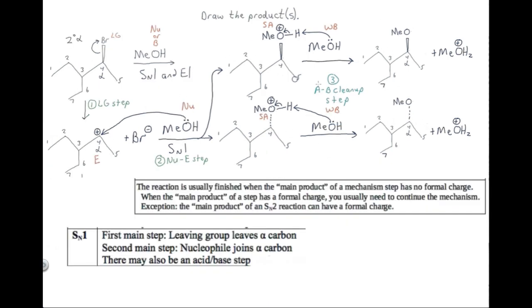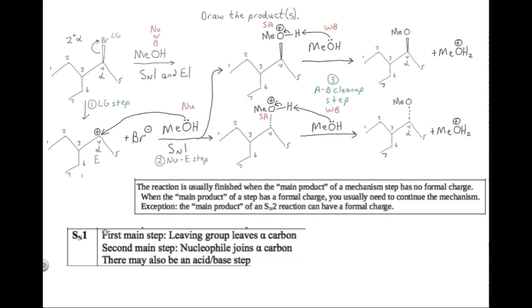Now it looks like the SN1 mechanism is finished because now our main molecule has no formal charge. The reaction is usually finished when the main product has no formal charge. Notice we can't get rid of all the formal charges. We can't get rid of this formal charge or the formal charge on the bromine, but our main product, so to speak, has no formal charge, and that's a clue that we're probably done with the mechanism. SN2 reactions are an exception to this pattern, but an SN1 reaction usually ends when the main product has no formal charge.